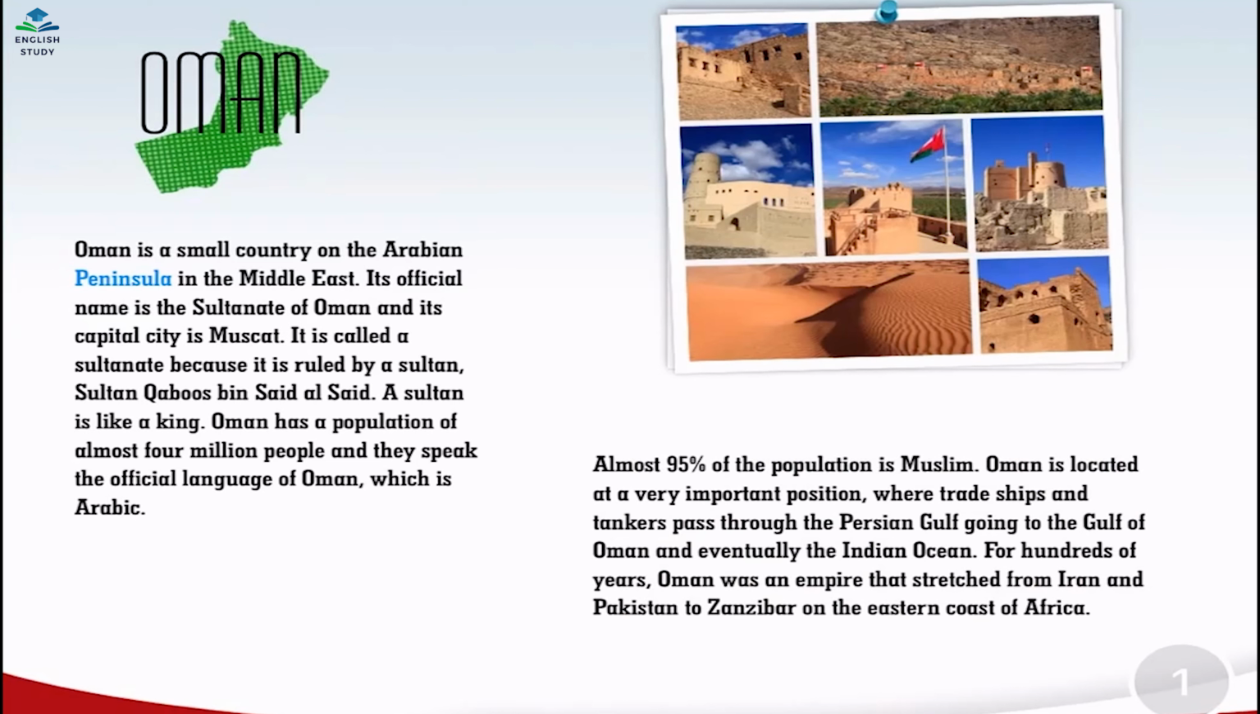Oman has a population of almost 4 million people, and they speak the official language of Oman, which is Arabic. Almost 95% of the population is Muslim. Oman is located at a very important position where trade ships and tankers pass through the Persian Gulf, going to the Gulf of Oman, and eventually the Indian Ocean. For hundreds of years, Oman was an empire that stretched from Iran and Pakistan to Zanzibar on the eastern coast of Africa.